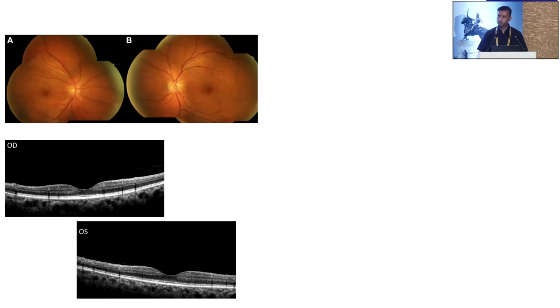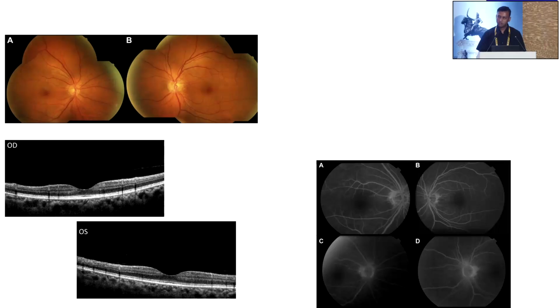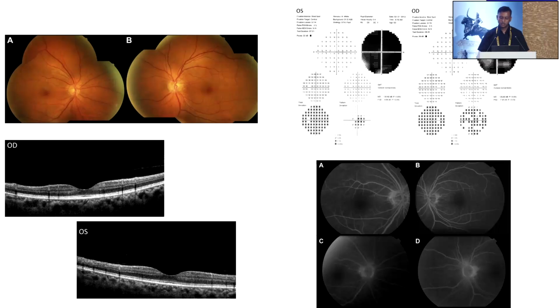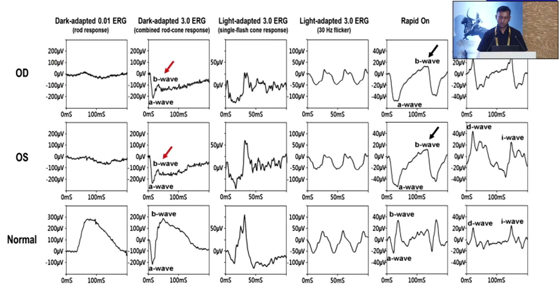So again, fundus photo normal, OCT normal, FFA normal. Fields show gross suppression. But what is the cause, we do not know. We do an ERG, and again you see, a good A wave, and the B wave should have come to the baseline and should have gone above. But it is stopping below the baseline. So this is again an electronegative ERG.